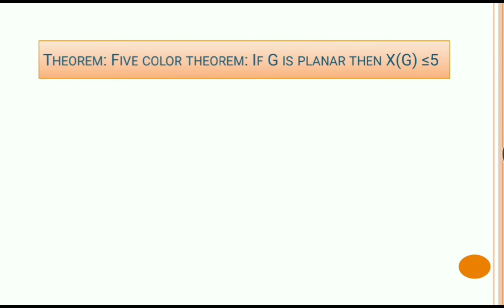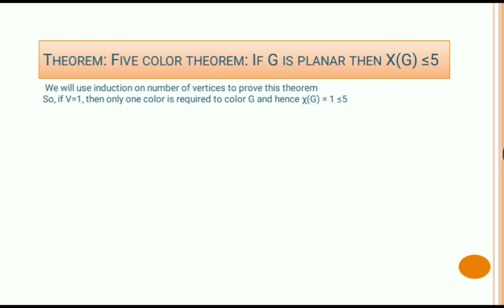If G is planar, then the chromatic number of G is less than or equal to 5. Any planar graph can be colored with 5 or fewer colors. So we'll prove this theorem using induction on the number of vertices. If there is only one vertex, then only one color is required to color G. You can put one color on that vertex. So the chromatic number will be 1, which is less than 5. So the theorem is true for the graph in which there is only one vertex.